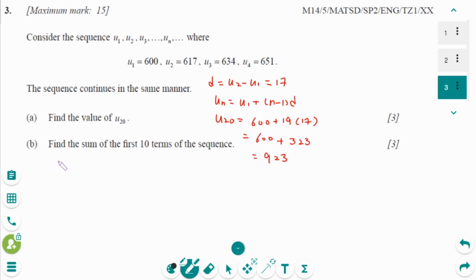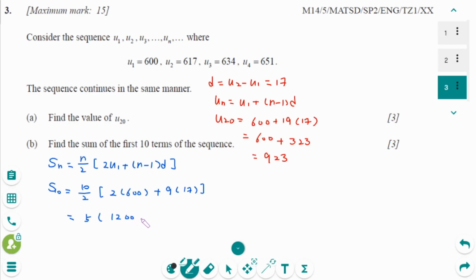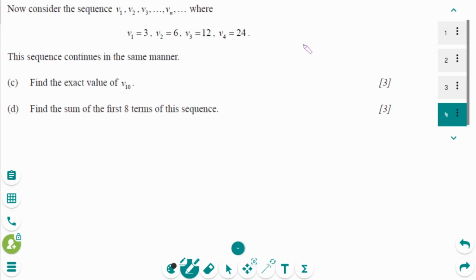Number B, Sn equals n over 2 times (2u1 plus (n minus 1) times d). Then S10 equals 10 over 2 times (2 times 600 plus 9 times 17), equals 5 times (1200 plus 153). The final answer is 6765.